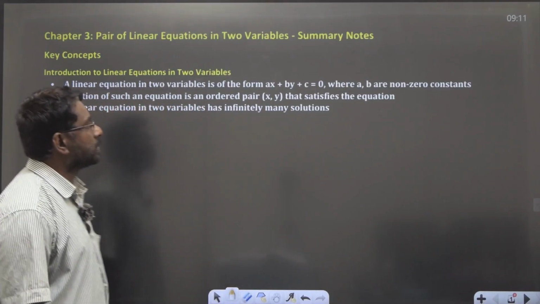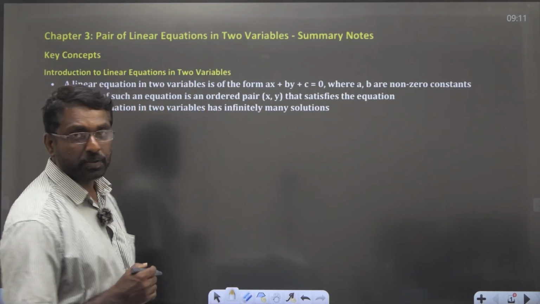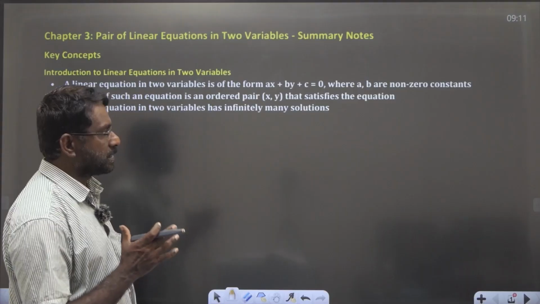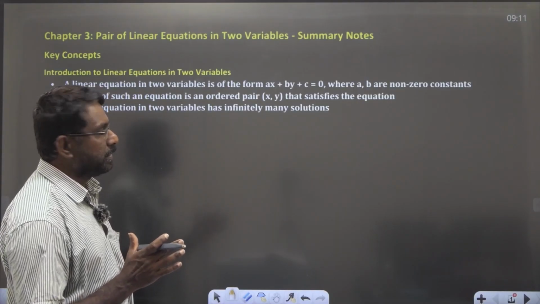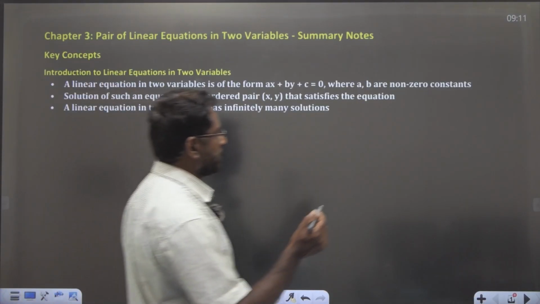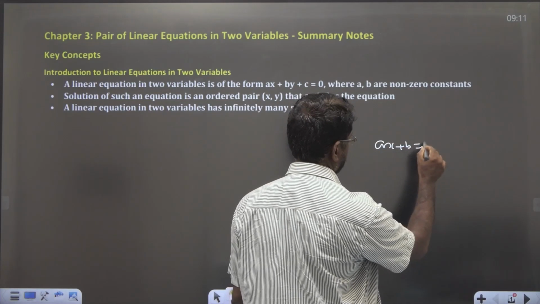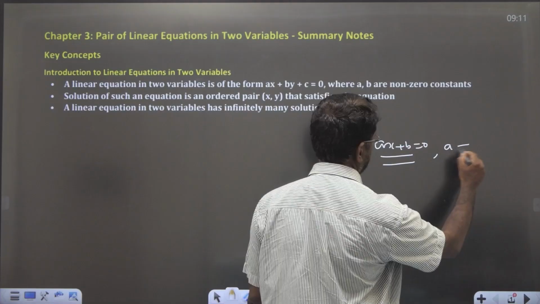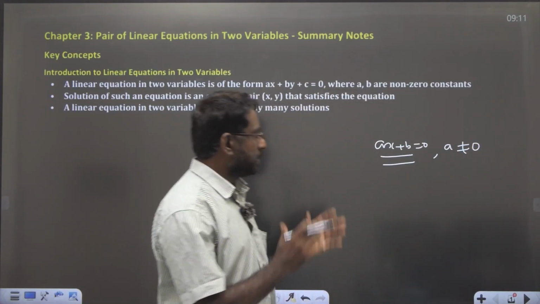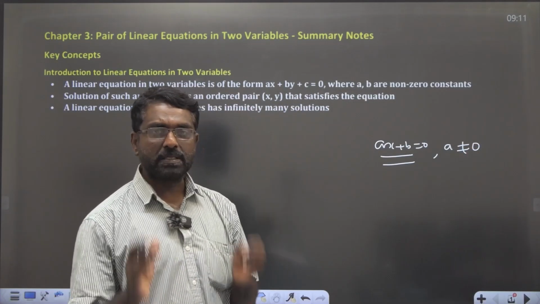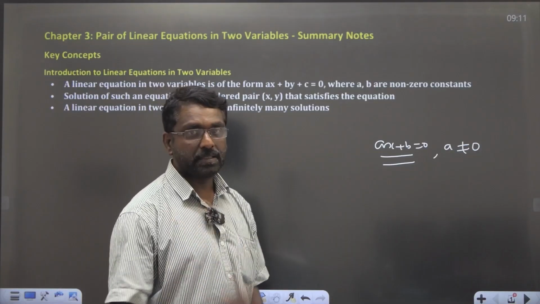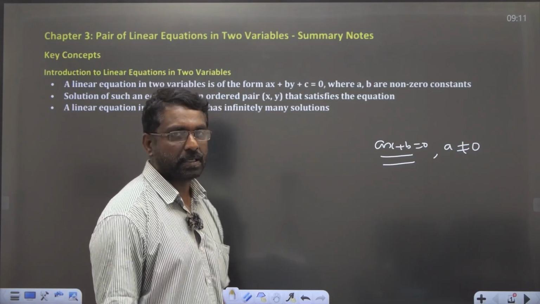Actually, what is a linear equation? Already we have discussed linear equations in one variable. For example, the standard form is ax plus b equal to 0, where a not equal to 0. This is a linear equation. Actually, linear equation means first degree equations. In the second chapter, we discussed linear polynomials, etc.